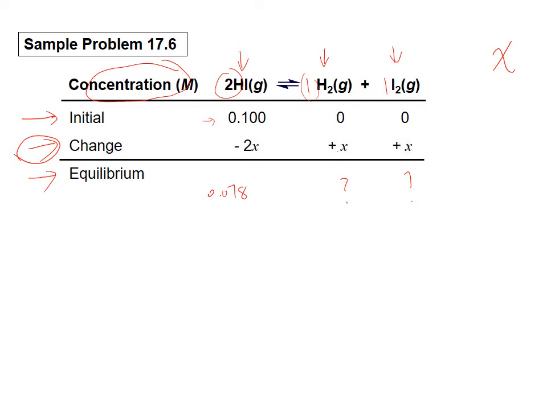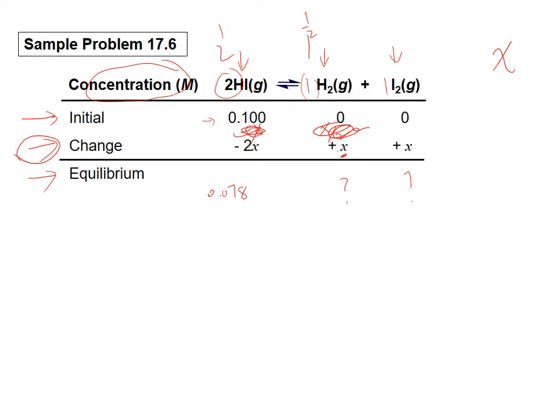Now if we choose hydrogen iodide as x, then hydrogen should be half of it, so x divided by 2. When you calculate, it's not as convenient, because this is 2 and this is 1. If this is 1, this has to be half of it, and that's not convenient when you calculate. So we commonly choose the coefficient 1 as x.